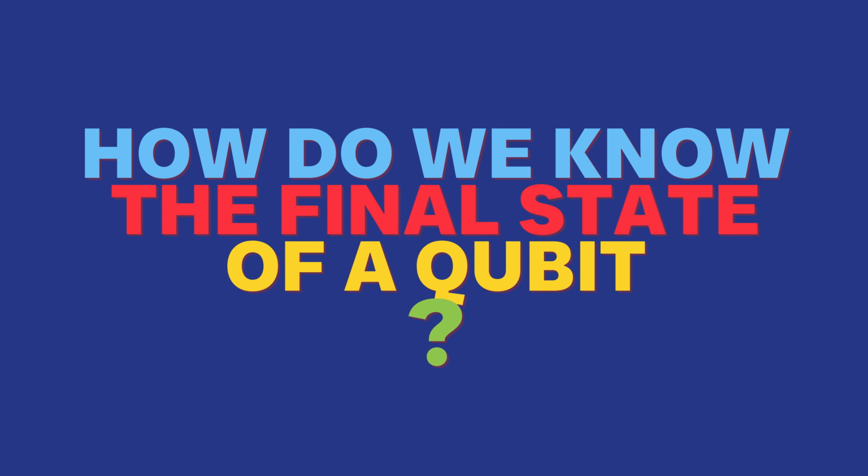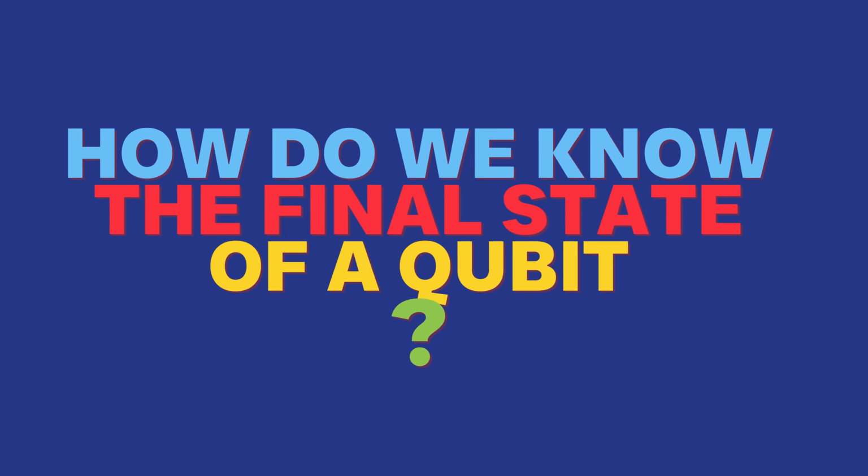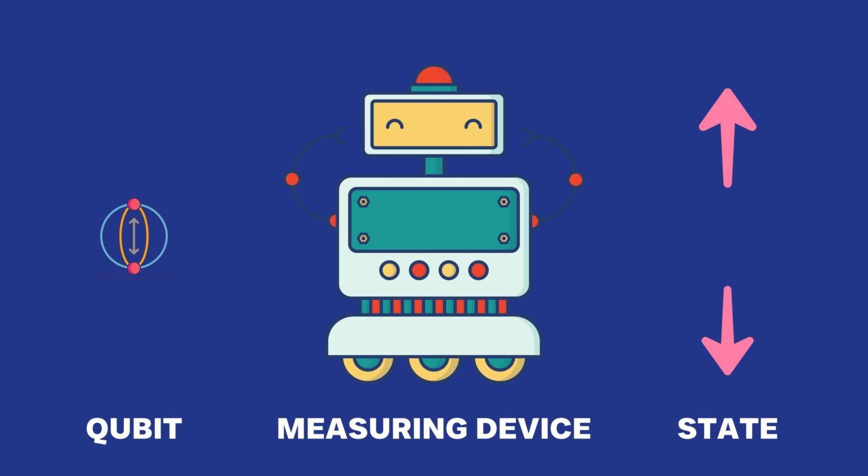So, how do we actually know the final state of a qubit? This is not as straightforward as it seems. We need to measure the qubit multiple times, as each time the result could be different. Once we have repeated this process many times, we will be able to determine the probability amplitudes alpha and beta.